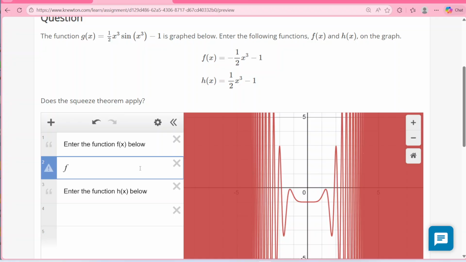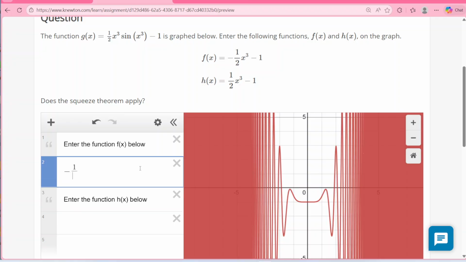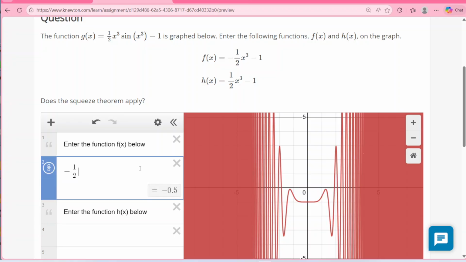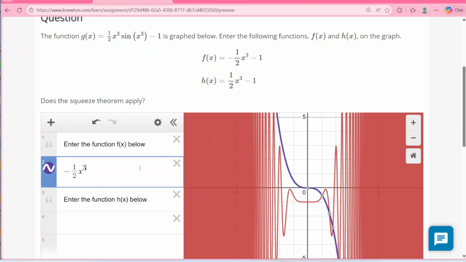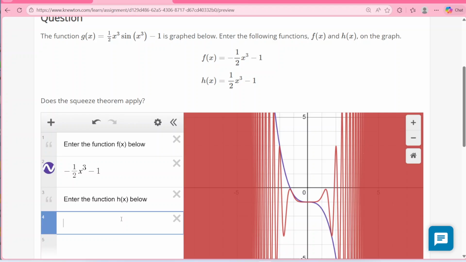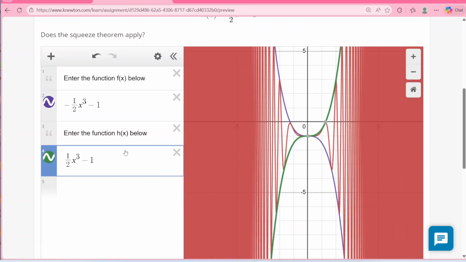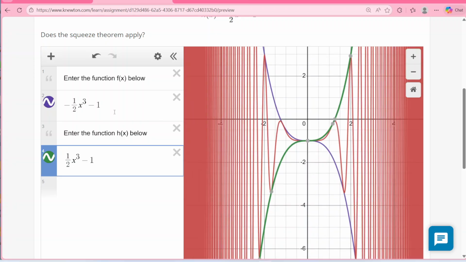So I'm entering f of x. Well, you can actually just enter the expression since it depends only on x. So negative half x cubed minus 1. And then here's h of x, positive 1/2 x cubed minus 1. So look, if I zoom in here near 0, right?